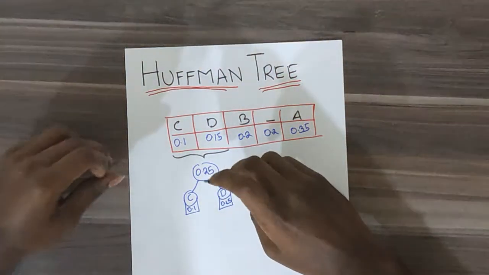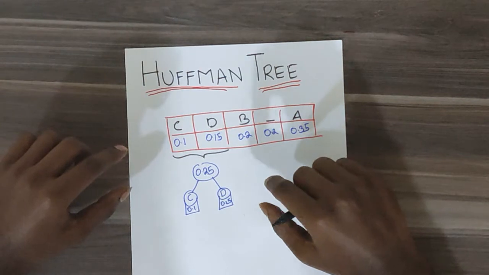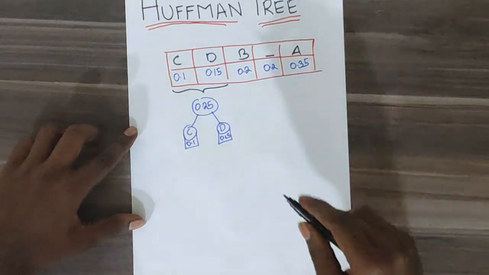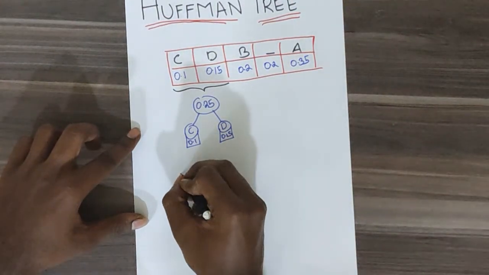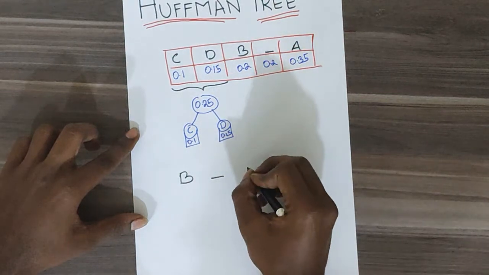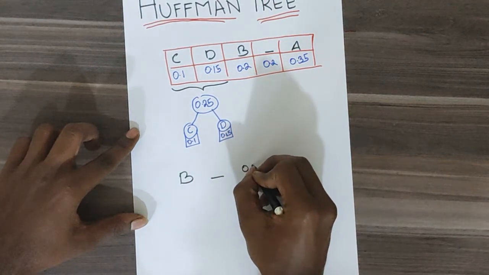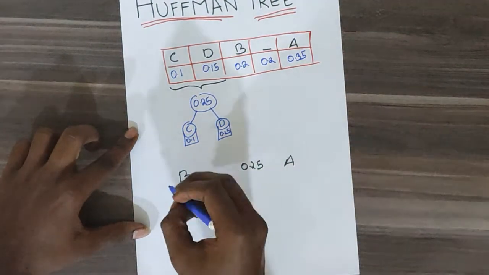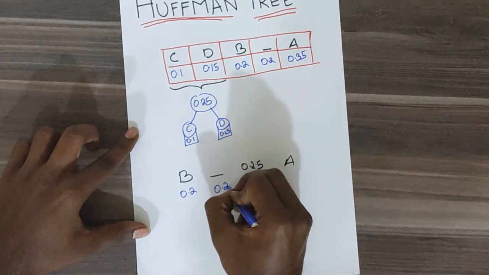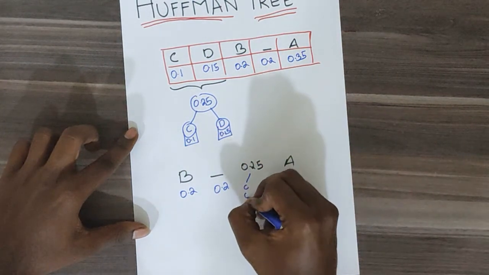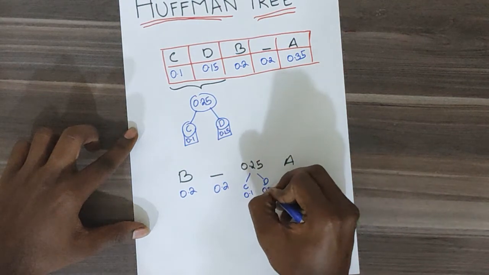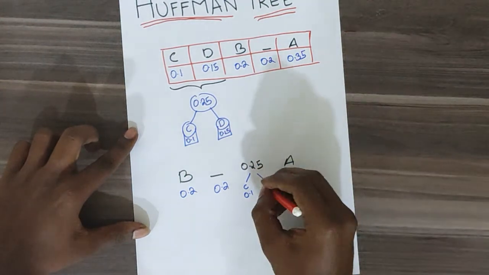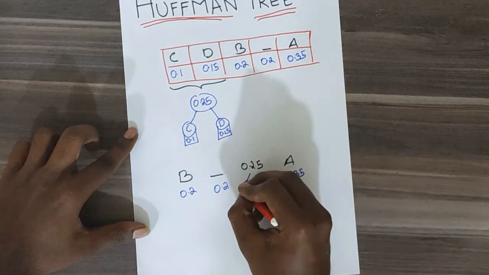Now with this as one node, let's again arrange things in ascending order. The arrangement would now differ. We get B at the first place, then space, then this tree with 0.25, and finally A. The frequencies are 0.2, 0.2, and this tree can be further split into C with 0.1 and D with 0.15, and then A with 0.35. This here is the input for the second step.